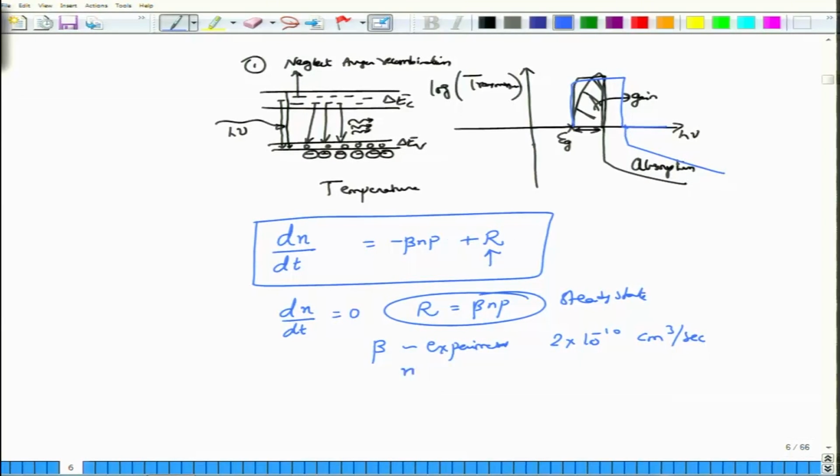So if you want a population density on the order of 10 to the power 18 per centimeter cube, which would of course be the same for electrons and holes, you can calculate the required R. Once you have calculated the required R, knowing that the photon lifetime is about 1 nanosecond, you can find out the required current, which I will leave as an exercise to you.